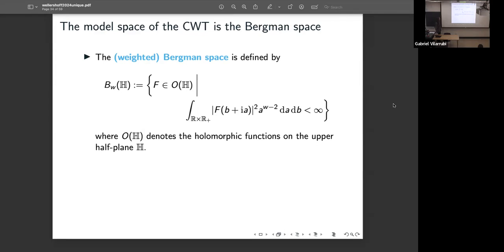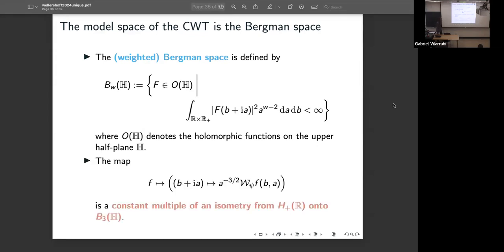Now, why do we care about the Bergman space? Well, we care about the Bergman space because if you take any L2 function and you take its Cauchy wavelet transform, then that is essentially an element of the Bergman space B3. Now, there is this a to the minus 3 on 2 in the front, but that almost does not matter for any of the proofs. I mean, we'll put it there just to be correct, but it doesn't really play a big role.